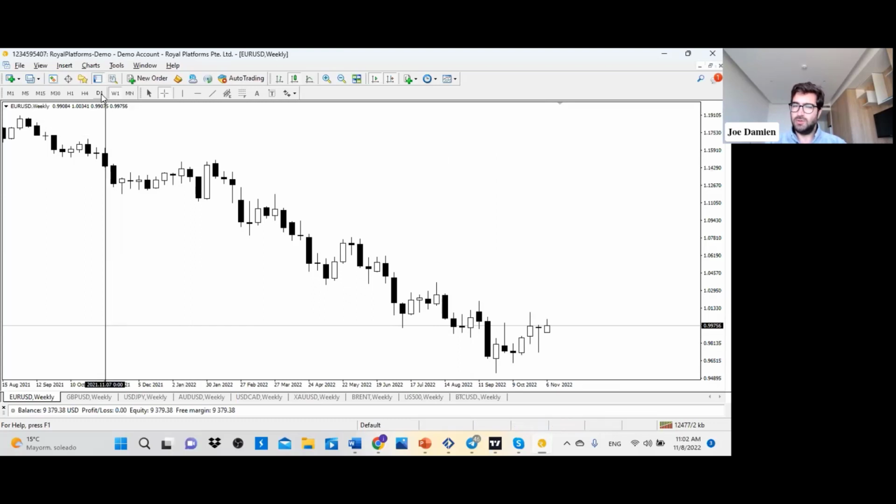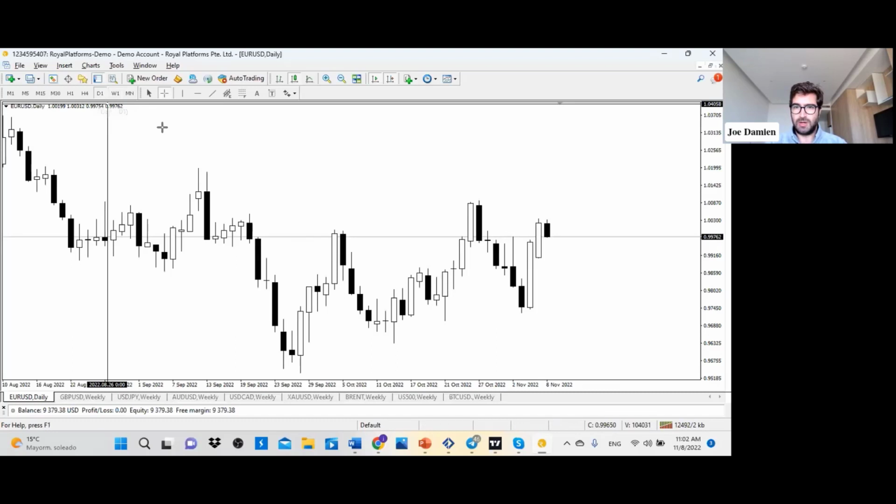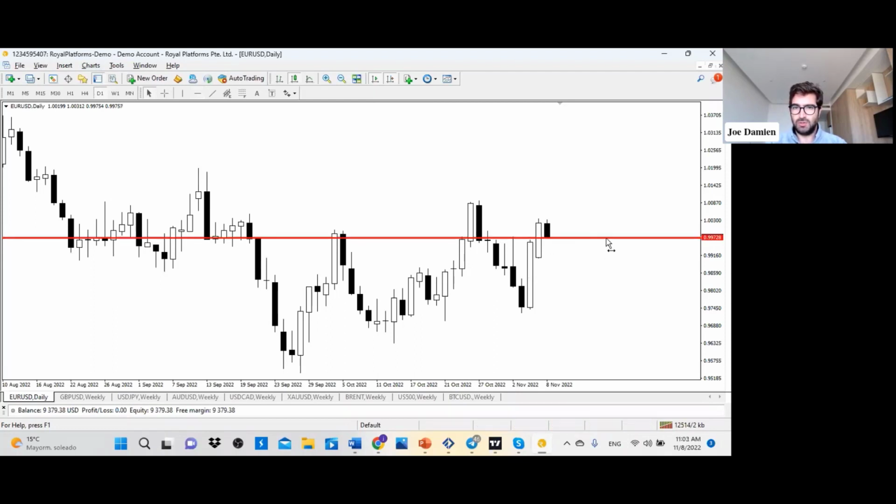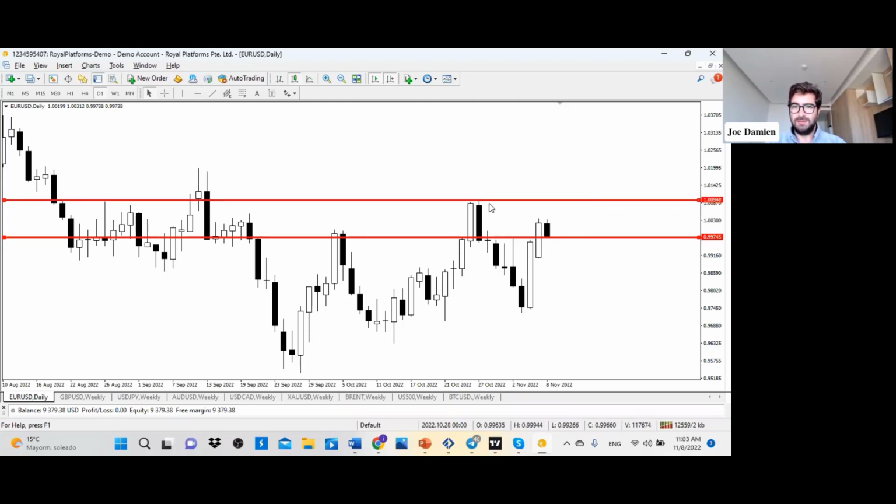Okay, so let's go on the daily time frame, the lower time frame for execution, and to give you a more accurate analysis. What I see is that the market managed to break this level, which is a crucial one. Okay, we have a resistance here. What I see is a move again to the upside to test this high. This is the 1.0094 or 1.01 to round the numbers, 1.01.